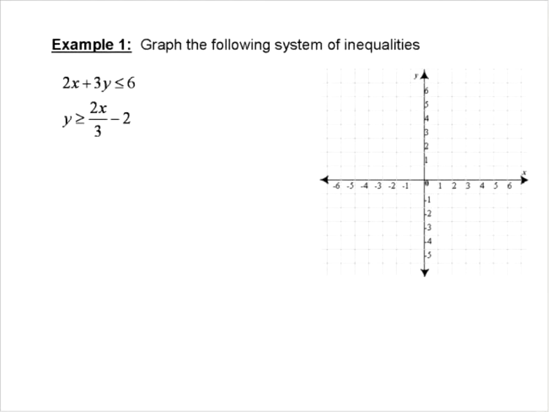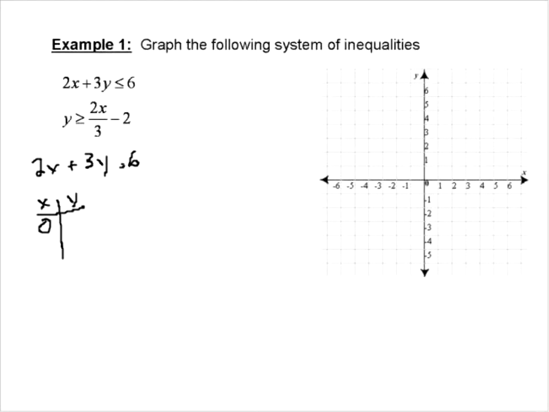So let's look at one. So what are we going to do to graph a system of inequalities? Well, the first thing we're going to do is treat these like equations. So we're going to take the first one and make it the equation 2x plus 3y is equal to 6. Now, how do we graph that equation? Well, we spent a lot of time graphing equations. On this one, I'm going to use the intercept method. So let's do the x and y intercepts.